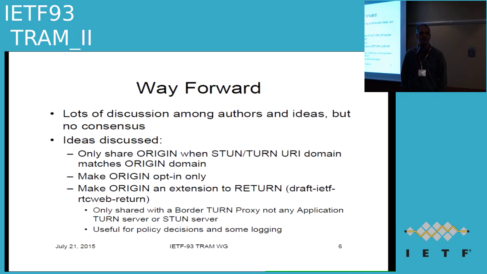And then the final one, which is my personal favorite, is to think about maybe making origin an extension to TURN, so that it would effectively only be sent to a border TURN proxy, and this allows you to certainly keep track of who is using that, but it also allows that particular border element to have this information and use it for admission-type policy decisions, right?